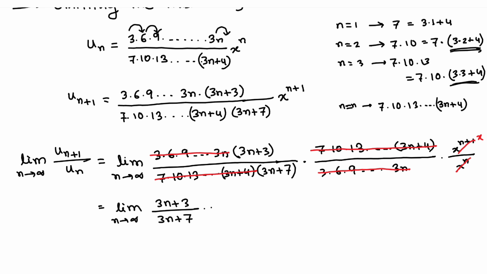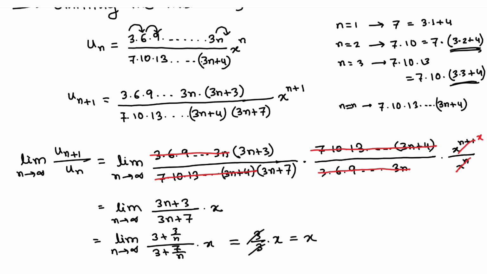So what we are getting is limit n tends to infinity, 3n plus 3 divided by 3n plus 7, into x. Now divide by n. So this will be limit n tends to infinity, 3 plus 3 by n divided by 3 plus 7 by n, into x. As n tends to infinity, 3 by n is 0 and 7 by n is 0. So you are getting 3 by 3 into x, that means this is equal to x. Clear? So the answer is x, but we don't know the value of x.